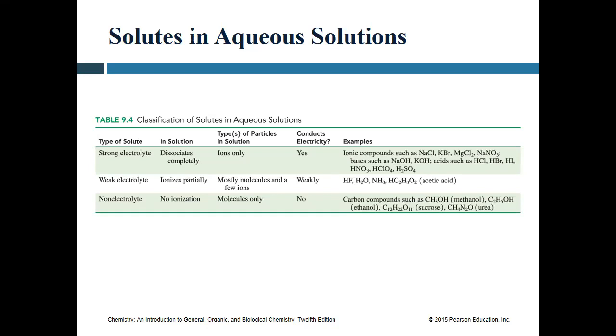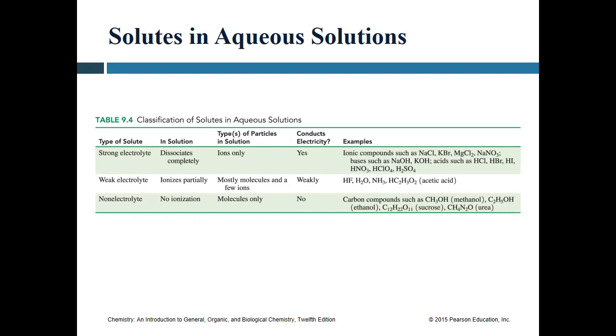Your weak electrolyte category covers the acids and bases that don't fit that description. So things like ammonium hydroxide or water. Water really doesn't have a true electrolyte character. It's still very, very, very weak. But things like acetic acid would be in here. Some of your other organic acids would fit into this description as well.